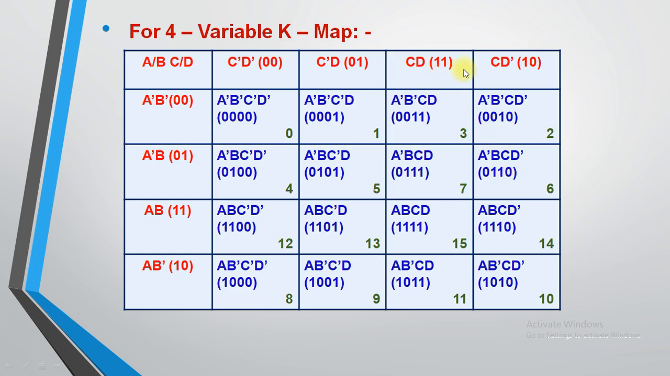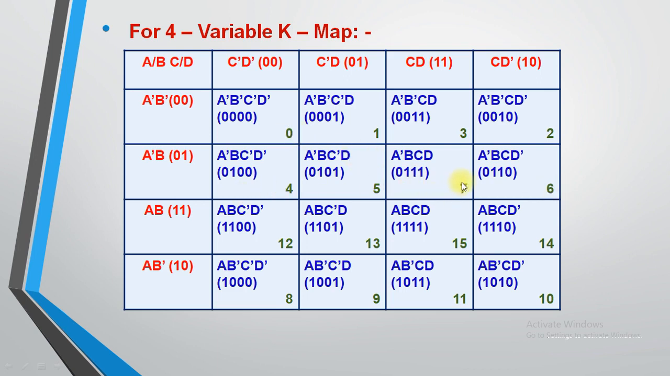Now see, like the last 2 columns, you need to switch the last 2 rows in a 4 variable K-map. Instead of the 1 0 combination, we have written 1 1 over here and I have written 1 0 over here. Similarly, I need to write 1 1 over here and 1 0 over here. So again, the numbering would be changed.